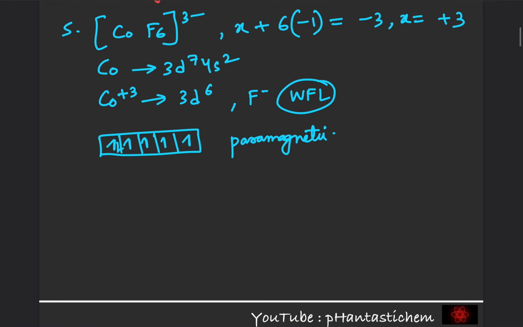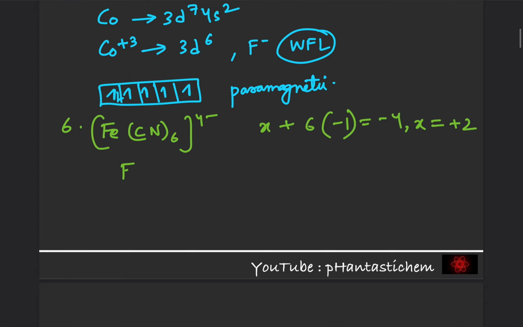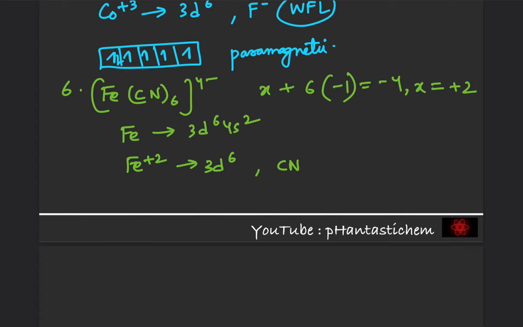Cool. Then the sixth one is [Fe(CN)6]4-. So x plus 6 into the charge on CN, which is -1, will be equal to -4, therefore x is going to be +2. The configuration of Fe is 3d6 4s2, so the configuration of Fe2+ is going to be 3d6. Also the ligand is CN-, which is a strong field ligand, so therefore this can cause pairing of electrons.